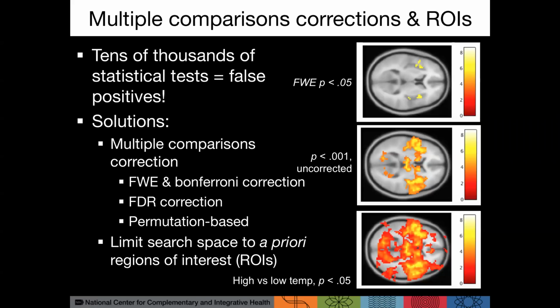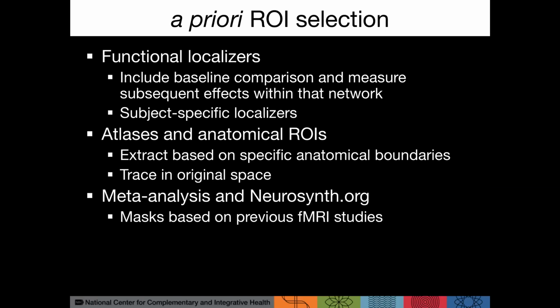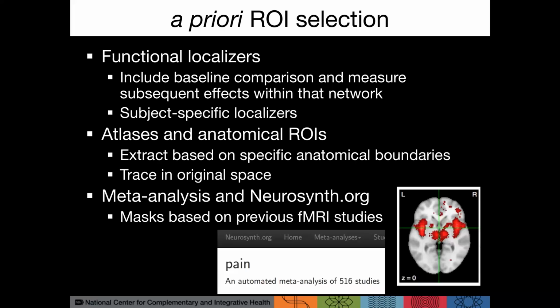A different way you can do this is to limit your search space to regions of interest. I'm not going to talk about these in detail because I think we described this very well in the paper, but there are many different ways to identify your regions of interest, including meta-analyses. And that way you can reduce your search space to regions that you think are likely to be involved.